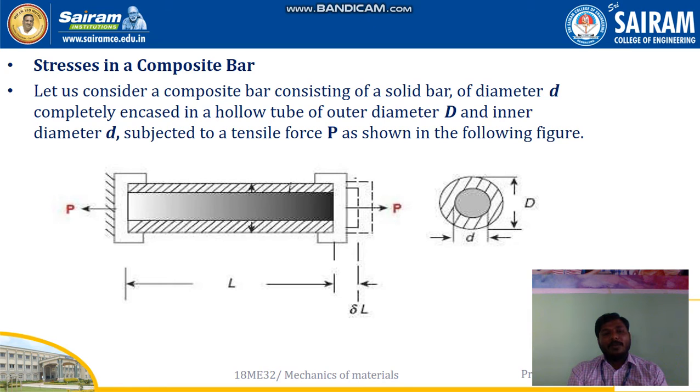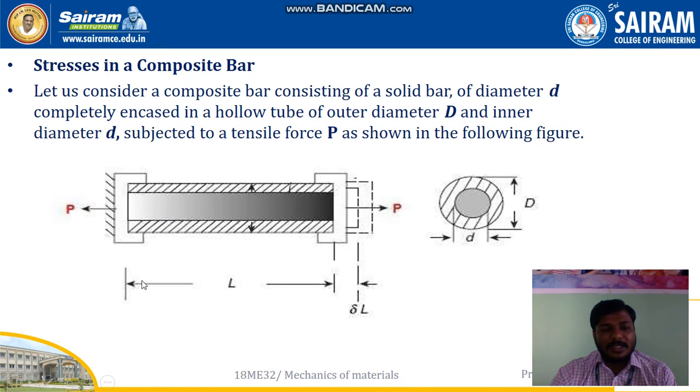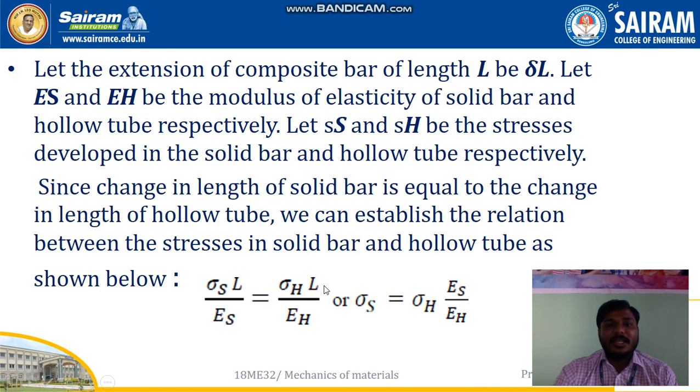So now we need to identify the change in length. What is the equation we need to find out the change in length for the stresses in a composite bar? Here we can see the hollow tube with the lines, and the solid diameter small d. Now let the extension of a composite bar of length L be the change in length delta L, where delta L is nothing but the change in length.